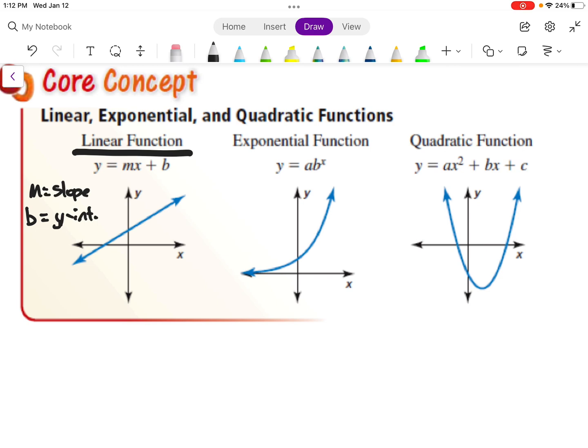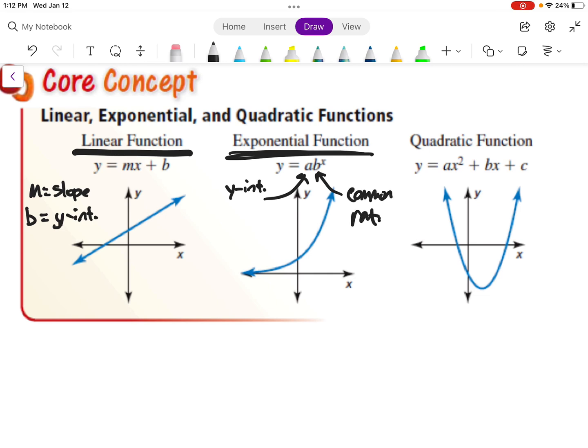Exponential functions look like the graph below. They come in along the x-axis and then they curve up, and they start increasing more and more quickly. A is the y-intercept. And then b, right there, is what we call a common ratio.